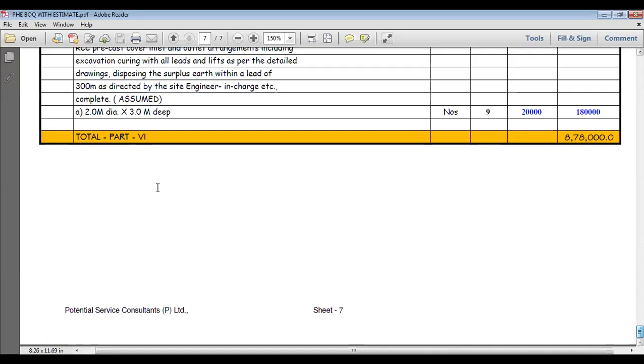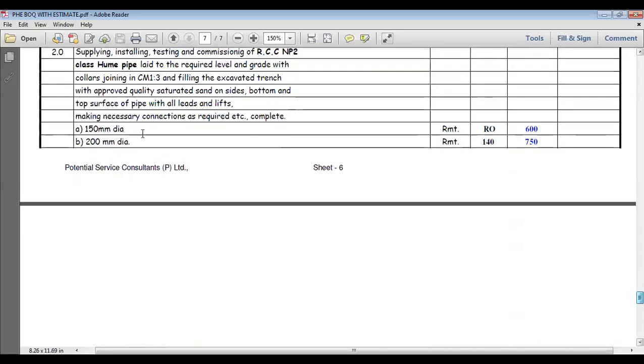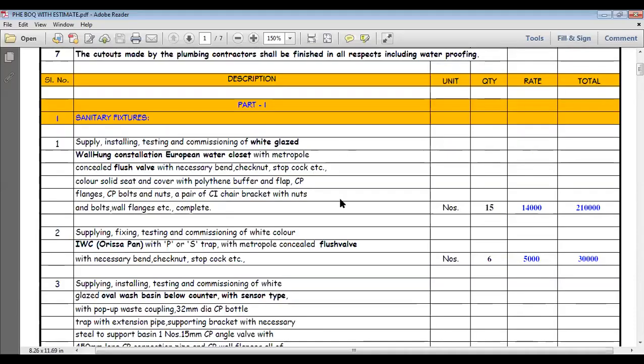You see, this is the sanitary fixture. In this sanitary fixture section, whatever sanitary fixtures we are using in the bathroom, that only we are putting here. For example, supply, installation, testing and commissioning of white glazed wall hung European water closet. Wall hung means wall mounted.